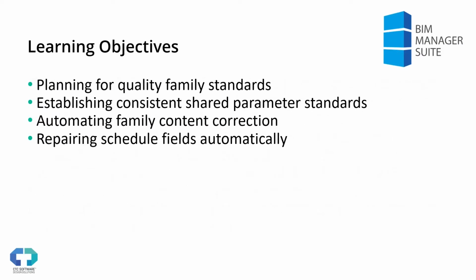And we're going to cover a couple of things. One is just the concepts initially in planning for quality family standards, what it is you have to consider. We're going to talk about how to establish consistent shared parameters that you can use, a single source of truth, the foundation of all of your data being those shared parameters, and how you can get that to a sustainable environment. We're going to talk about how to automate the correction of the families themselves in relation to those shared parameters, and possibly formulas and values and groupings of parameters and things like that. We're going to talk about automating all of that tedium.